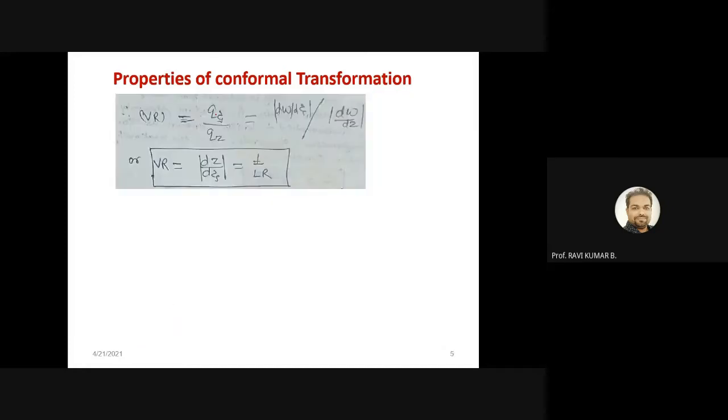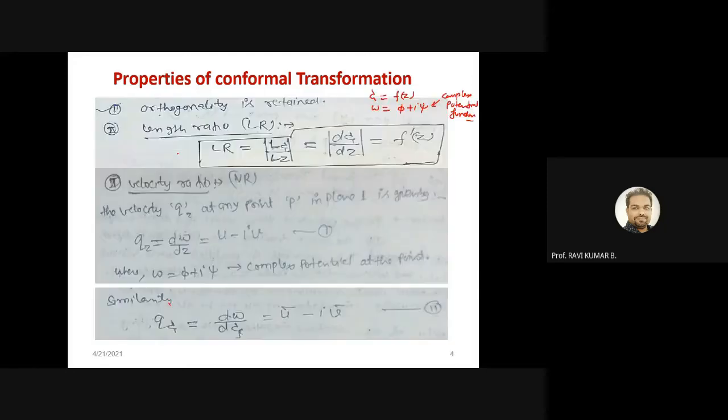So velocity ratio is given by dw by d zeta divided by dw by dz. So dw and dw will cancel out. You will get dz divided by d zeta. And this is the reverse of the length ratio, equal to 1 divided by length ratio. So velocity ratio is inversely proportional to the length ratio. So if you know the length ratio, you can find out the velocity ratio for the conformal transformation.